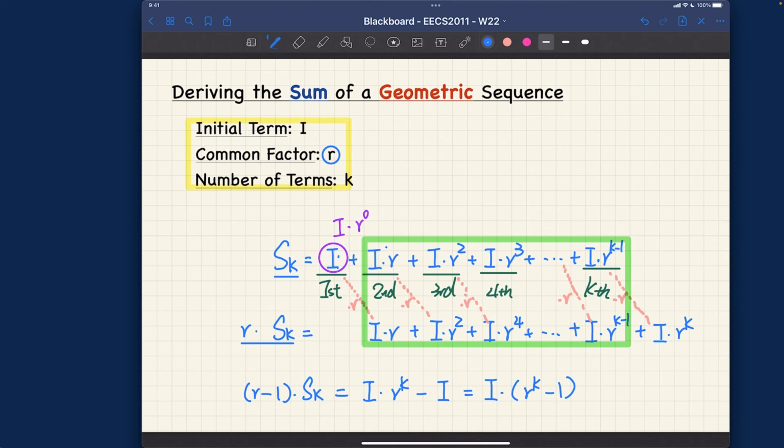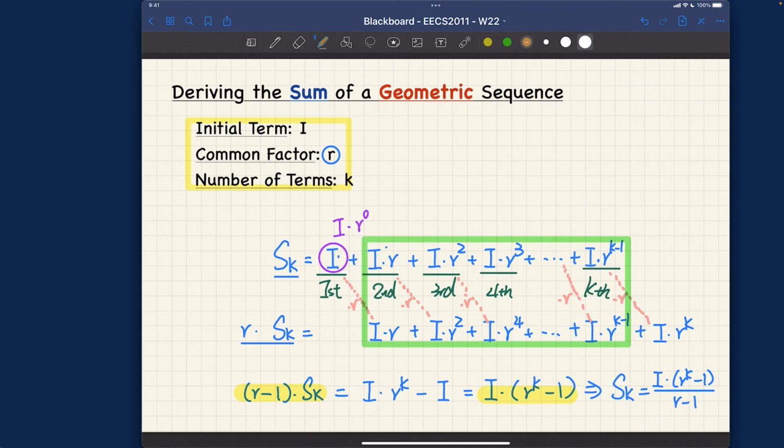So what does that mean? That means the original sum of the k terms that we want to calculate is going to be, if you look at that over here, this one over here is equal to this one over here, just divided by r minus 1, which we can simply do. Sk will be equal to the initial term I multiplied by r to the k minus 1, divided by r minus 1. So this will be the ultimate formula.